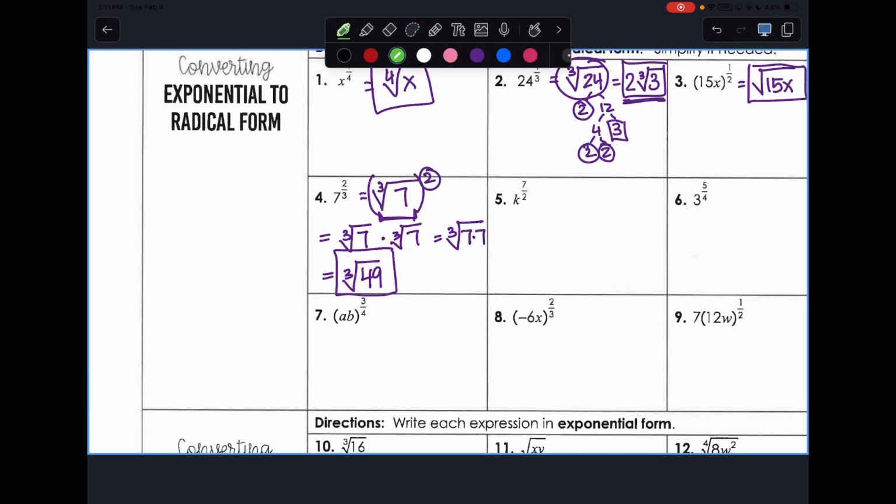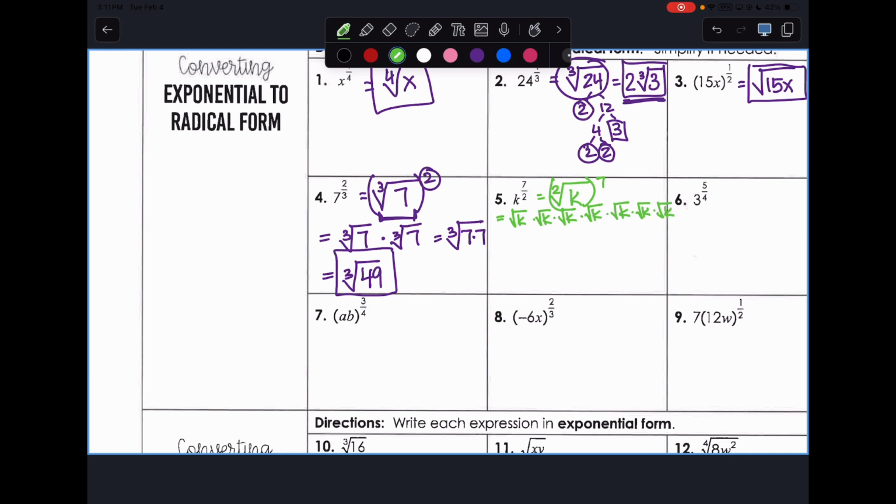Let's try this one. I'll change the color a little bit. If you want to go ahead and try, you can. Okay. I'm going to go the long way first, and then I'm going to show you a shortcut way. Okay. So this is going to be square root of k to the 7th power, right? That means I'd be writing this out. K times square root of k times square root of k times square root of k times square root of k times square root of k times square root of k. Did I get 7? Looks like it.